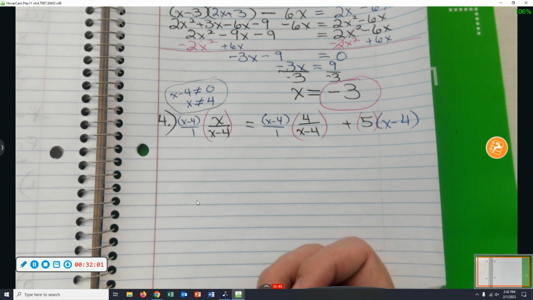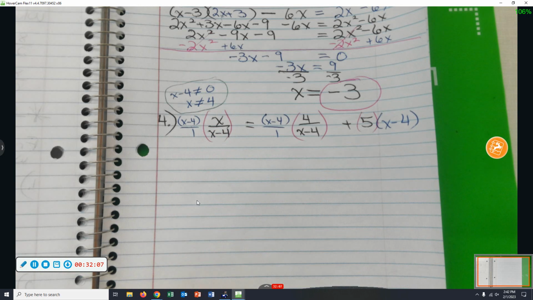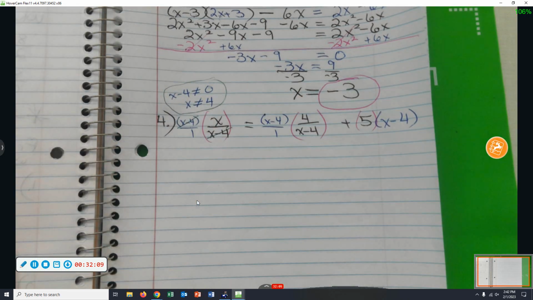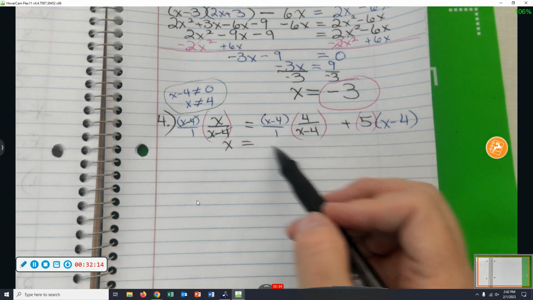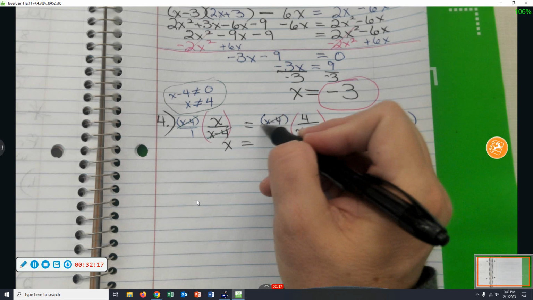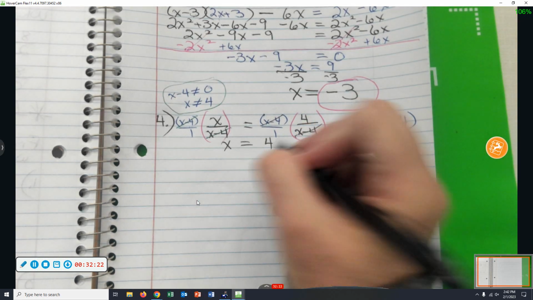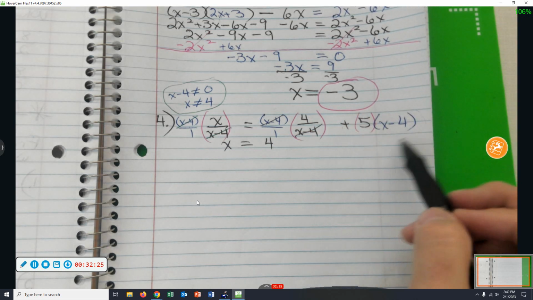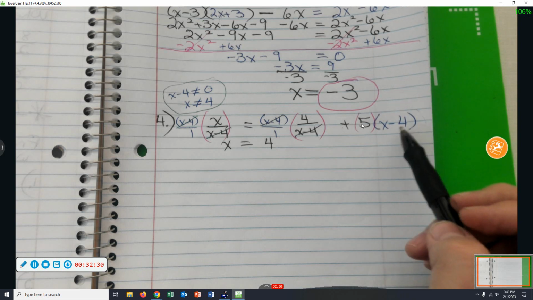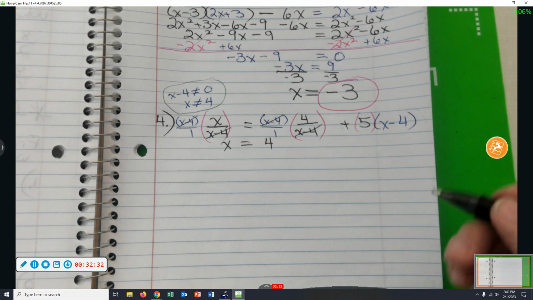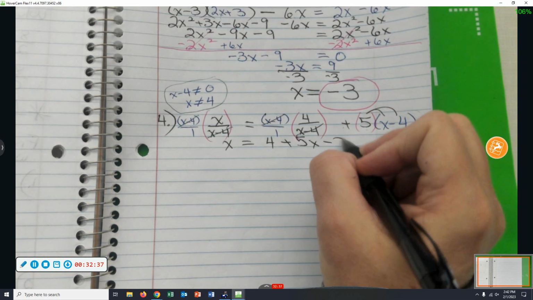This is going to work out nicer than the first one, I think. Here, what's about to happen? So all we're left with, x equals, what's going to cancel here? The x minus 4, and we're left with 4 divided by 1, which is just 4. What's going to cancel here? Nothing, because there's no fraction. What are you going to have to do to multiply x minus 4 by 5? And that's going to give us 5x minus 20. Okay.